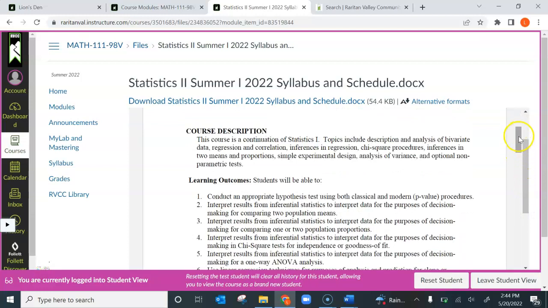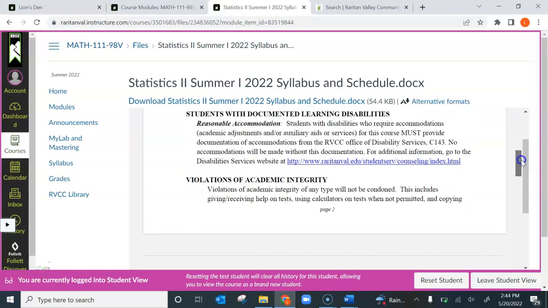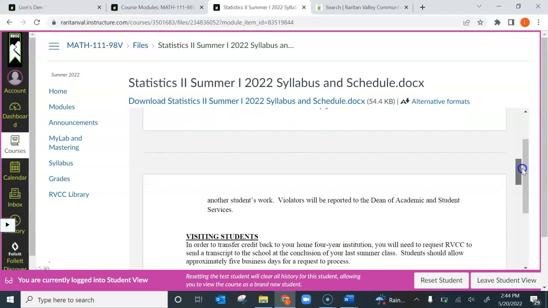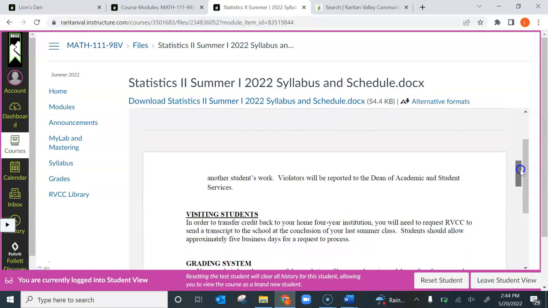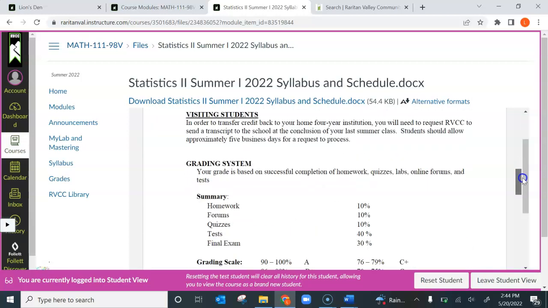Our learning outcomes are listed here. Of course, if you have any documented learning disabilities, please get me that accommodation letter as soon as possible. If there are any violations of academic integrity, of course, I will follow all college policies regarding that.